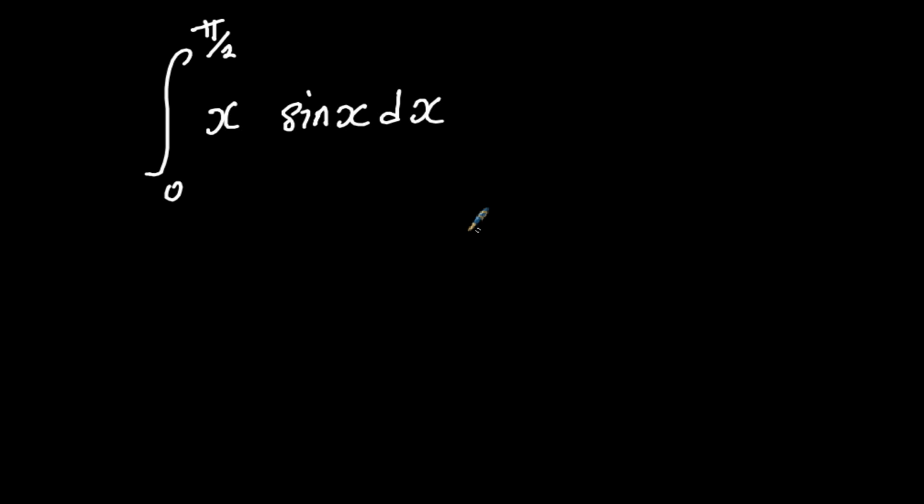Hello, in this video we are talking about integration by parts, and our question is integrate x sine x dx from 0 to pi over 2. So our formula is the integral of u dv is equal to uv minus the integral of v du.